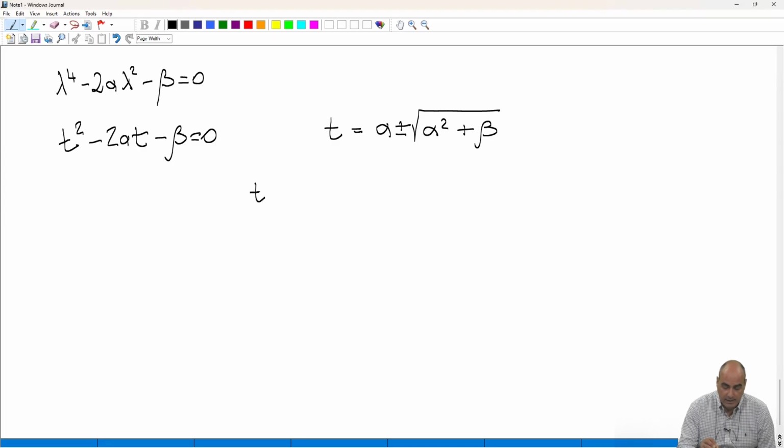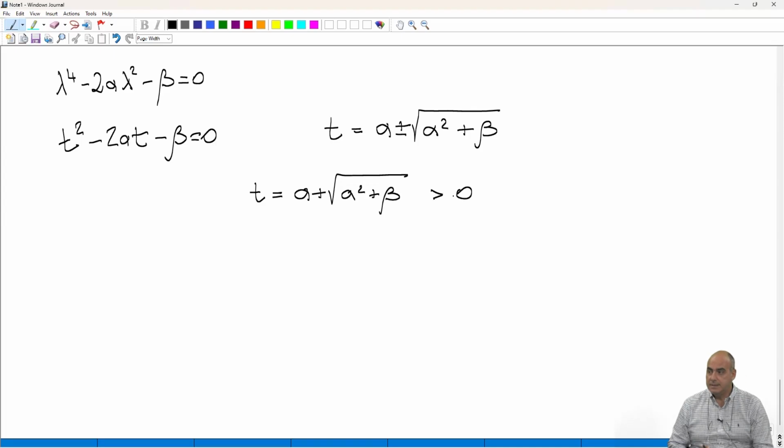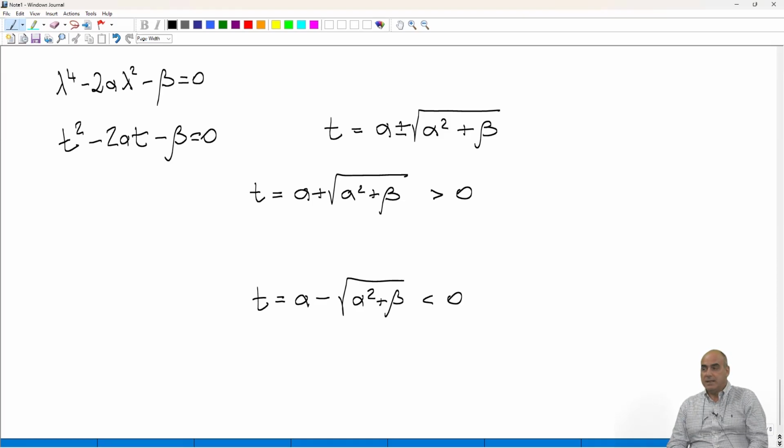But I realize one thing. t equal to alpha plus the square root of alpha squared plus beta is a positive number because alpha and beta are just physical quantities. They are naturally positive. So alpha plus a positive square root is a positive number. But alpha minus the square root of alpha squared plus beta is a negative number. Well, you can say, okay, no problem. I have a second order equation and one root is positive, the second one is negative.